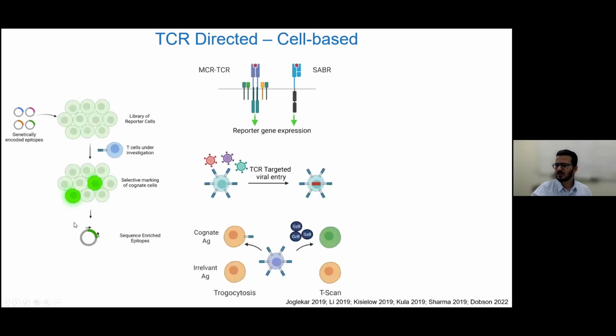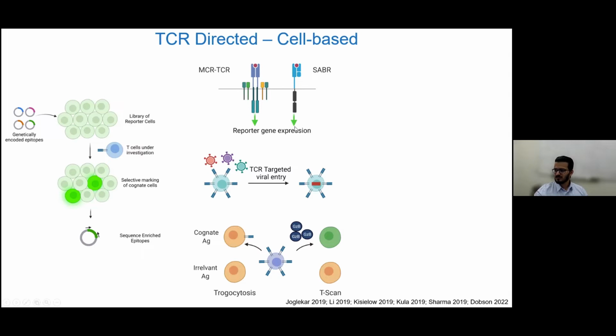The principle here is that you start with a library of some sort of reporter cells that have genetically encoded epitopes, and then you screen that library against a TCR or T cells under investigation. And then if you can mark cells that are recognized by a given T cell or a given T cell receptors, then you can isolate those cells. And then because the epitopes are genetically linked, you simply have to sequence the epitopes, and then you'll know what's the cognate epitope.